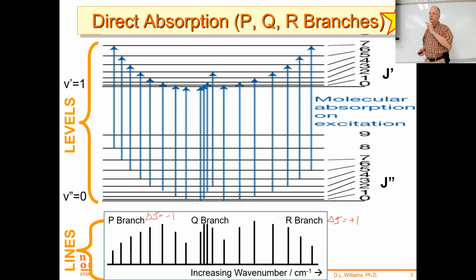So were there any questions about the P, Q, and R branches? Which one's the lowest in energy of those three? The P. They go in alphabetical order, so the lowest frequency transitions will be the P, then the Q in the middle, and then the R on the high side.